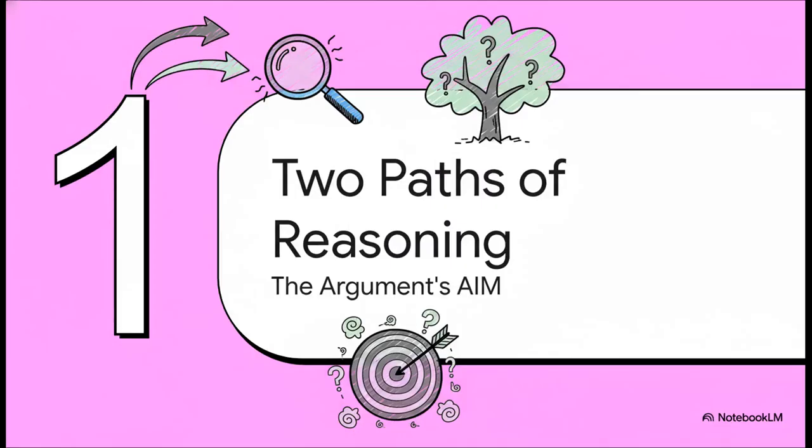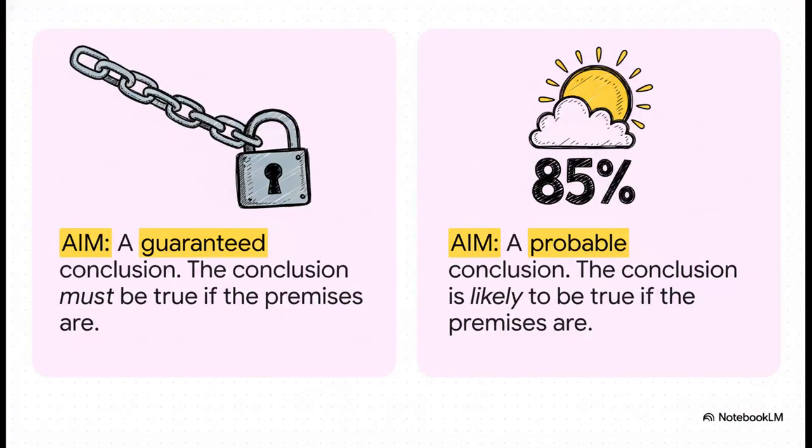Okay, so the very first thing we need to get straight is that not all arguments are playing the same game. They're not all trying to do the same thing. So before we even get to is it true or false, we have to take a step back and ask a much more basic question. What is this argument even trying to do? What's its goal? And this is where we see the two main paths fork.